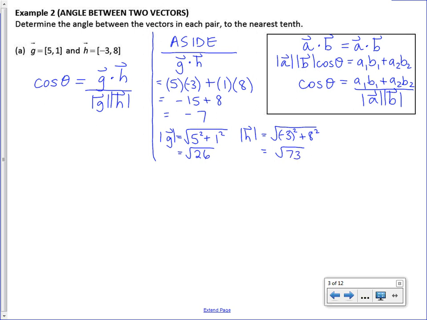Okay. Have we found the 3 pieces we need to plug into our formula? Cos theta is negative 7 over root 26. I'm going to put a dot. Okay, you don't even need to put a dot. I'll just put it next to it. Root 73. If you want, you can put them in brackets like that.